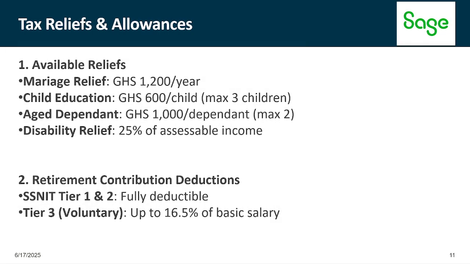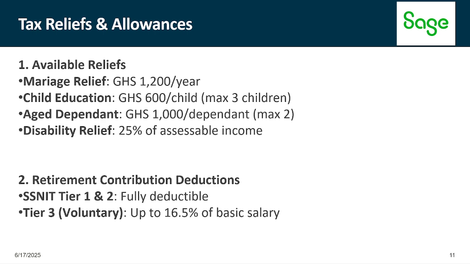Now let's talk about tax reliefs and allowances. If you are married, you are entitled to 1,200 Ghana cedis a year as relief. Child education, 600 per year, maximum 3 children. Age dependent, 1,000 per dependent, maximum two, maybe your father and mother. A disability relief, 25% of your assessable income.